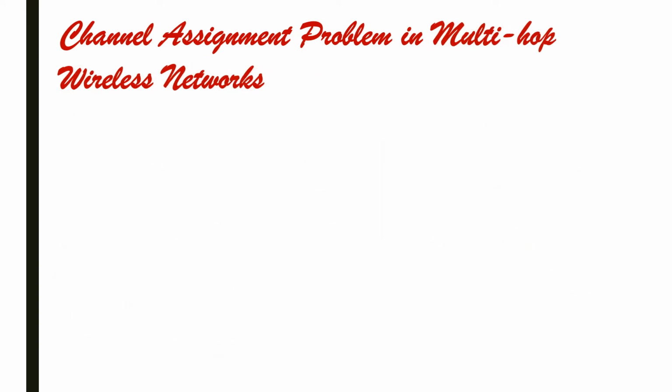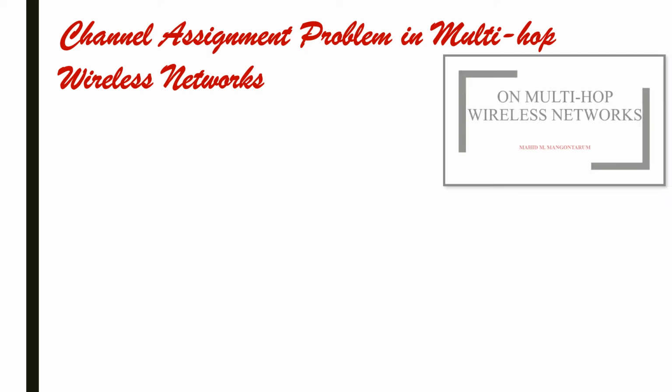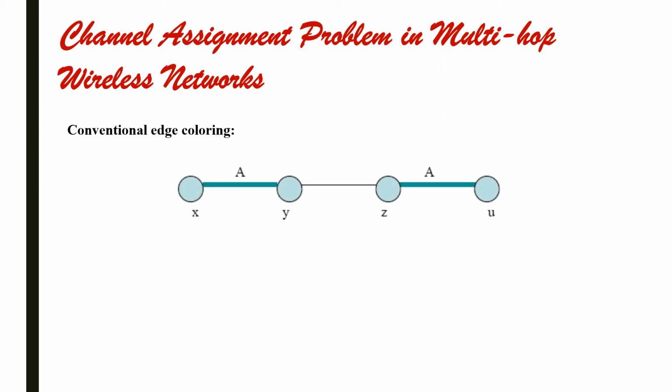Let us now consider the channel assignment problem in multi-hop wireless networks. One may see our previous video for an introduction to multi-hop wireless networks. For these types of networks, we assign channels to communication between two terminals. This is a kind of edge coloring problem. In this figure, channel A is assigned to the edge connecting X and Y and to the one connecting Z and U.